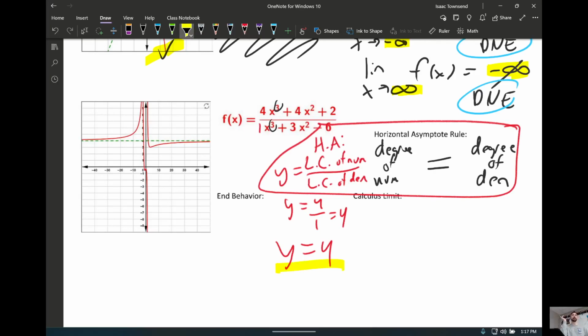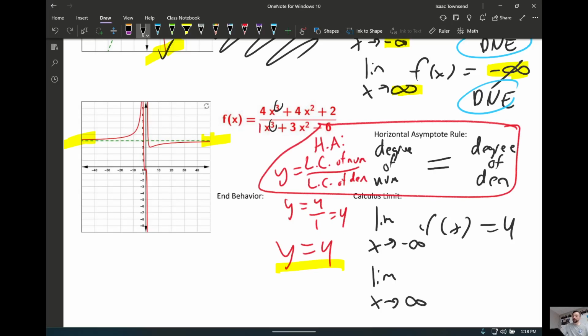And all that means, you have to understand what horizontal asymptote means, otherwise this doesn't help you at all. That means the far left and far right of the graph approach 4. So if you were asked, what's the limit as x goes to negative infinity, you should say 4. Or if it asks, what's the limit as x approaches positive infinity? You should say 4.